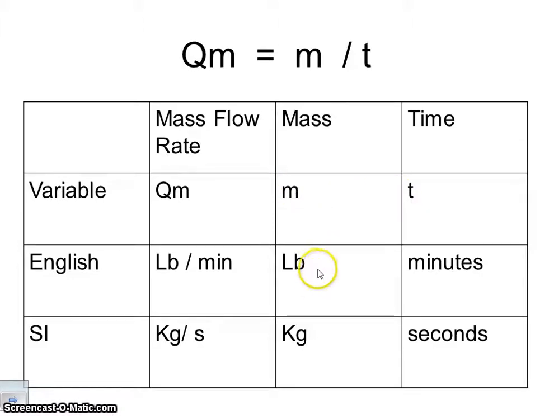Okay, let's look at the units. Mass is pounds for English, kilograms for the SI. Time could be anything: minutes, seconds, hours. I chose minutes here. So mass divided by time is going to be pounds divided by minutes, so we got our mass flow rate. Kilograms divided by seconds gives us kilograms per second.